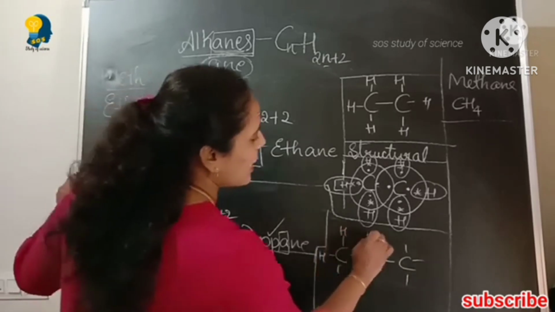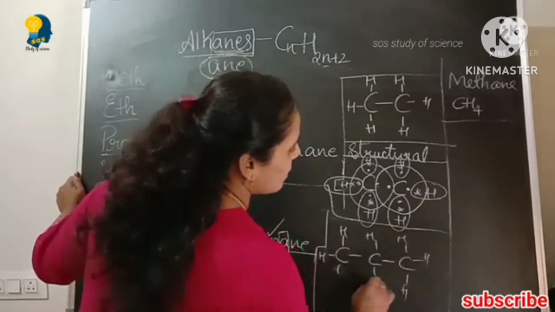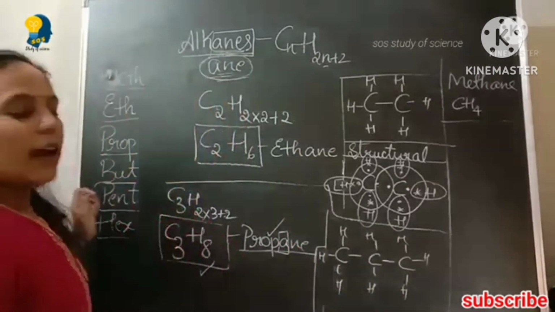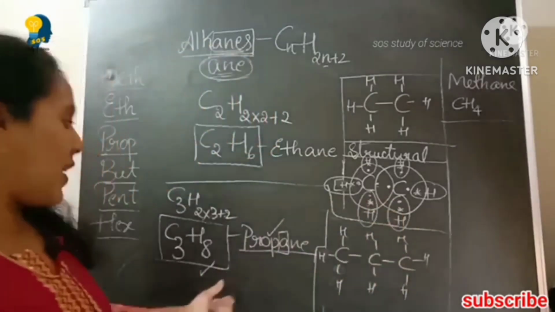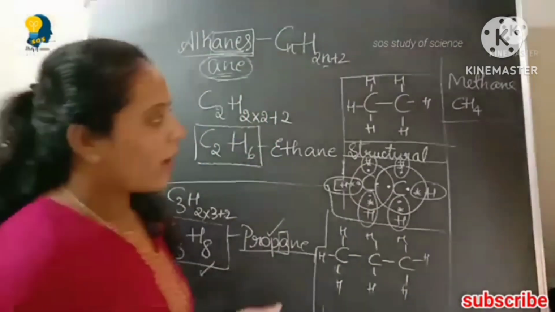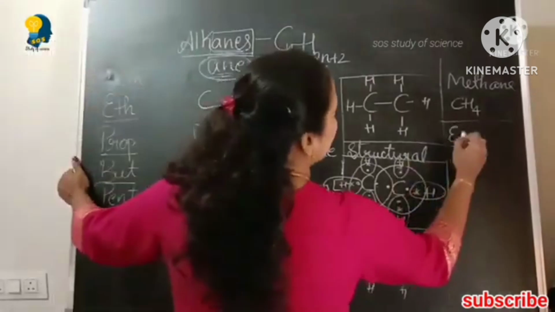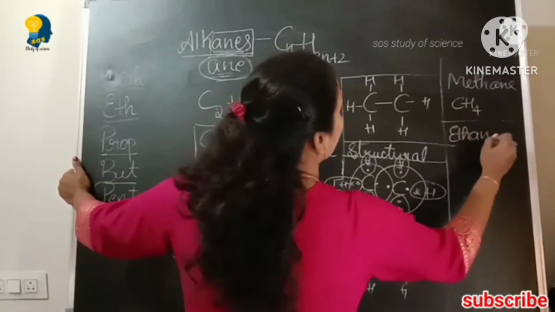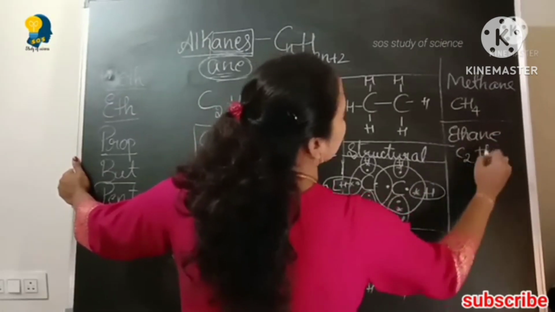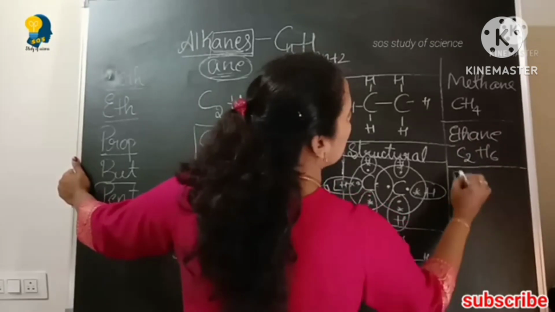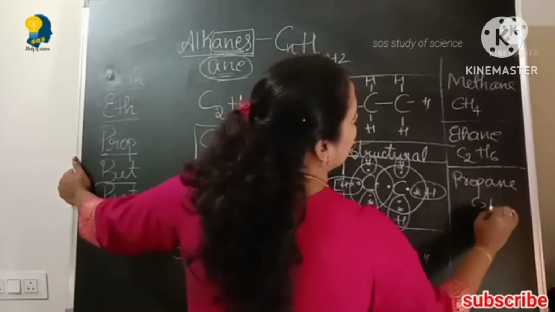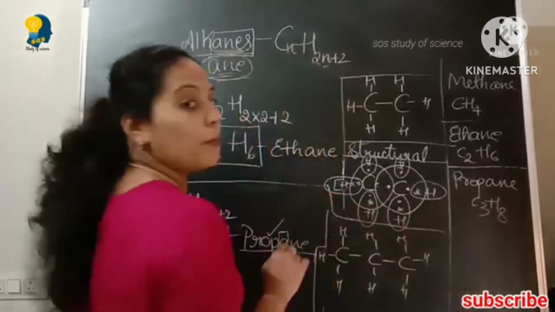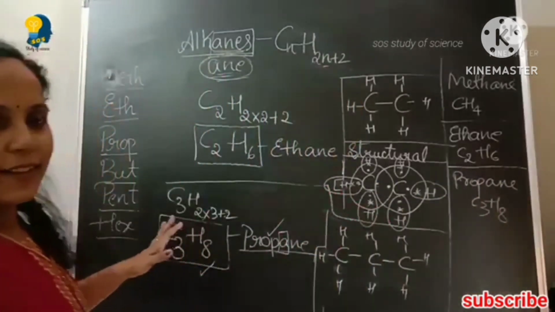You can check here: 1, 2, 3, 4, 5, 6, 7, 8. So there are 8 hydrogens surrounded by the 3 carbon atoms. C3H8 is nothing but the propane. Okay, so we have learnt ethane, whose formula is C2H6, and we have learnt the propane. C3H8 is the formula for propane. I hope you understand this.